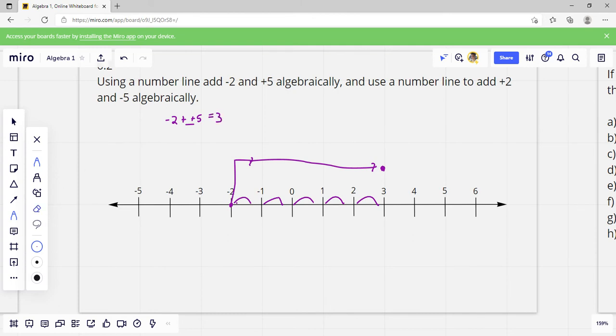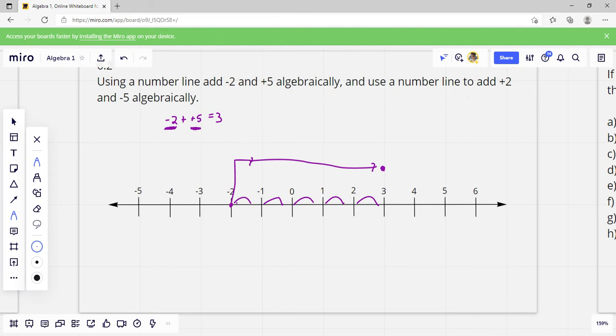Another way to think about this that's a lot easier and less confusing is to say, I owe $2. I paid back, now I got $5, right? So I paid that back. How much do I have left after I paid back the $2 that I owed? I have $5, take away $2, and you end up with $3.